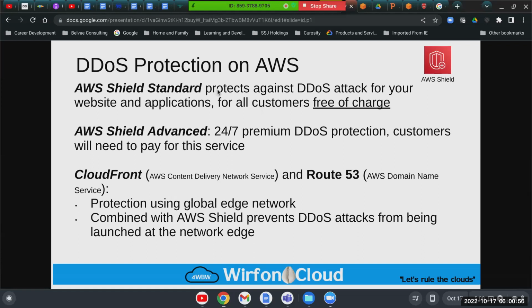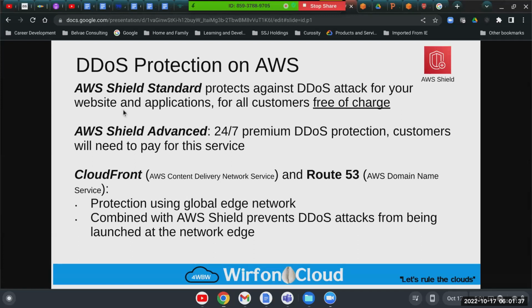So it makes sure that your web servers and your application servers cannot be overwhelmed. Now, if you want an extra layer of protection, you can go for the paid service, which is called AWS Shield Advanced, right? So remember this name: AWS Shield is associated with distributed denial of service protection. So the threat is distributed denial of service, and to get protection from that, you use AWS Shield.